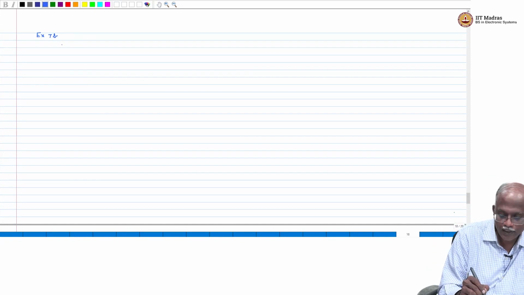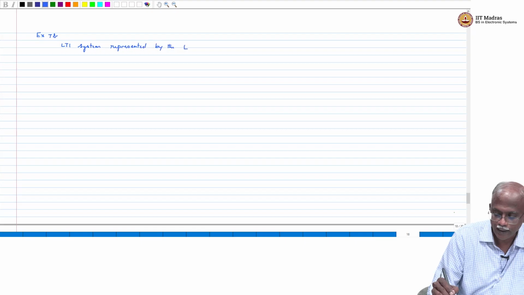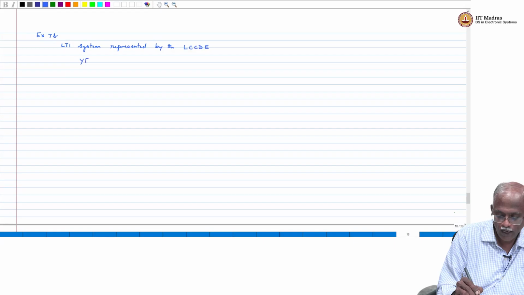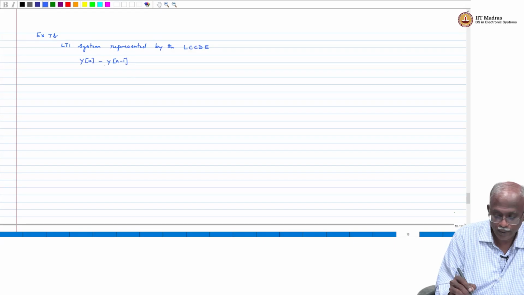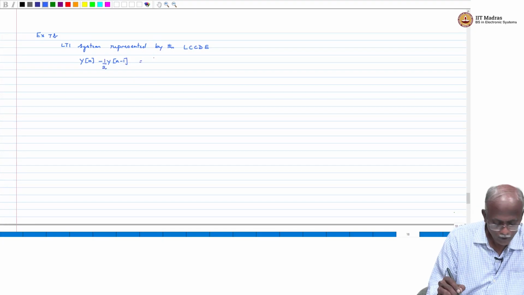Okay, we are given an LTI system which is represented by the LCCDE, linear constant coefficient difference equation, and the equation is y of n minus 1/2 y of n minus 1 equal to x of n minus 1/4 x of n minus 1.